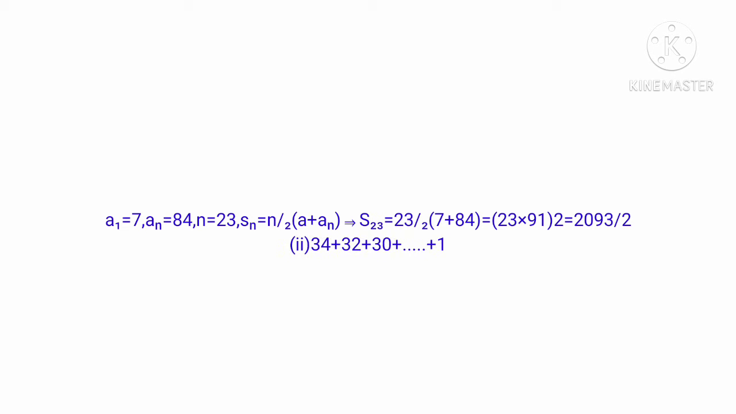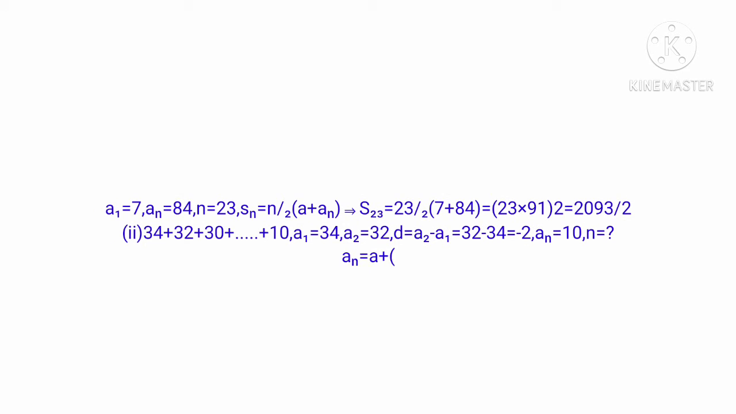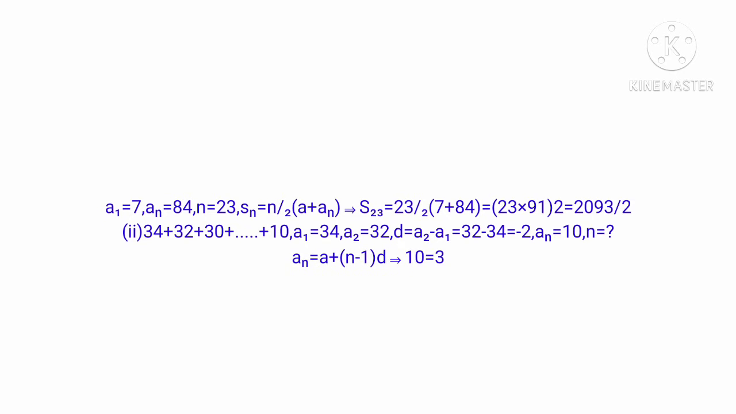Next question, 34 plus 32 plus 30 plus, and so on, plus 10. a1 is equal to 34, a2 is equal to 32, and d is equal to a2 minus a1, that is equal to 32 minus 34, that is a difference of minus 2. an is equal to 10 and n is equal to how much?